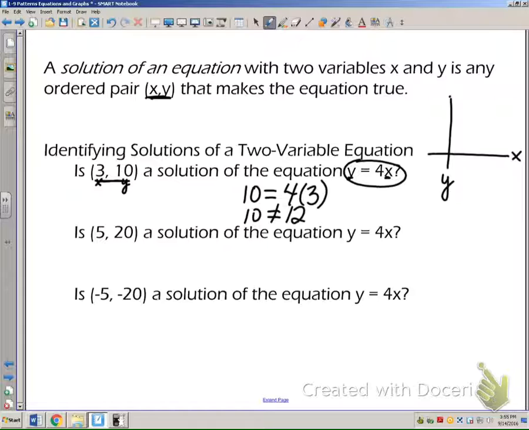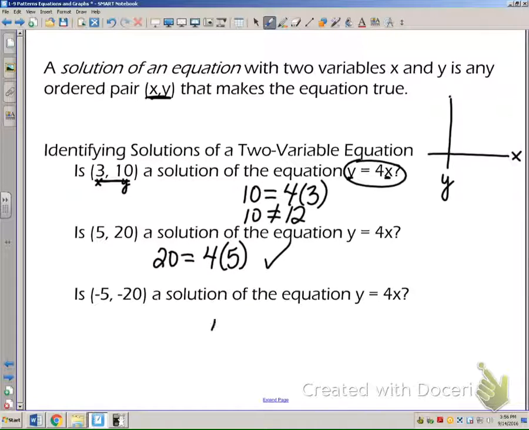If you want, you can pause the video at this point and go ahead and try the next two on your own to see if they are solutions of the equation. So I'm going to plug in my 20 in place of my y, plug in my 5 in place of my x. 4 times 5 is 20. So yes, 5, 20 is a solution of the equation.